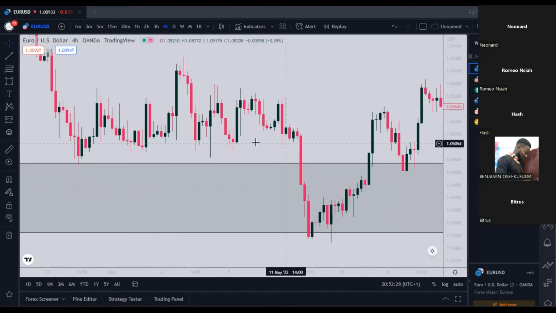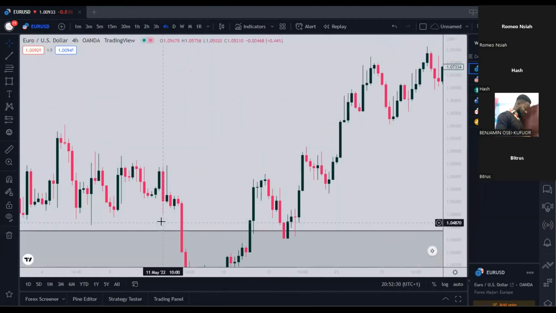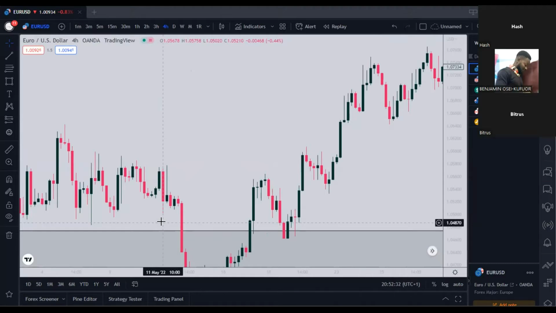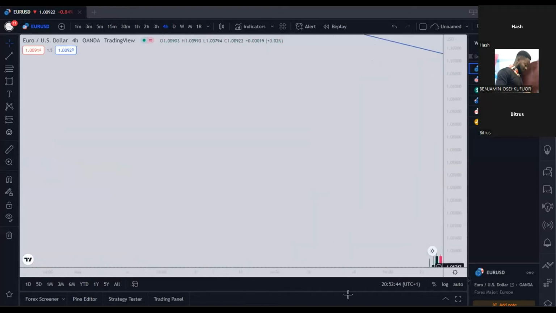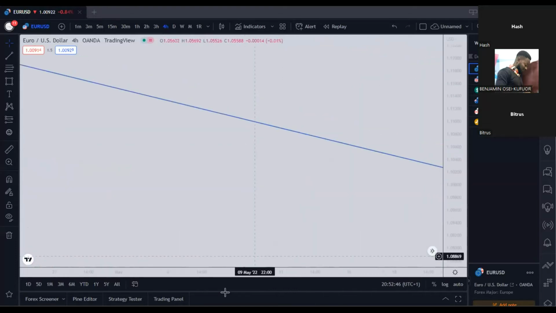Let's move to the patterns. Today we're going to look at the various patterns that we have. The first I'm going to talk about is the engulfing pattern, both the bullish and the bearish engulfing pattern. So let's go to the drawing board.